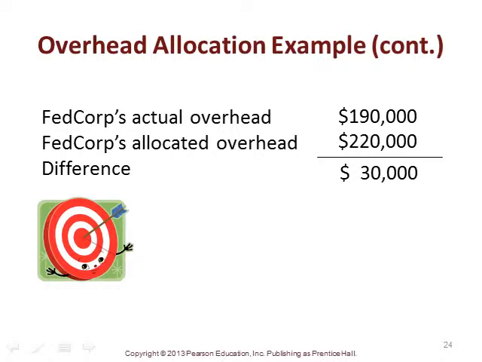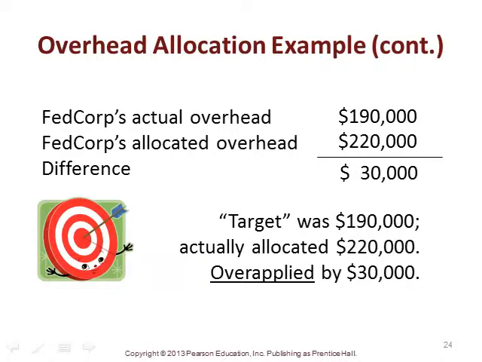So think about this before we get into the discussion a little more: if I allocated $220,000 of manufacturing overhead, but I only incurred $190,000, am I overallocated or underallocated? And I hope you were thinking overallocated. Right, so the target was 190, we actually allocated 220, so we've over applied $30,000 worth of overhead. One, our overhead was less. The actual overhead was less. And secondly, the actual number of direct labor hours incurred was more. So we had changes in the denominator and the numerator.